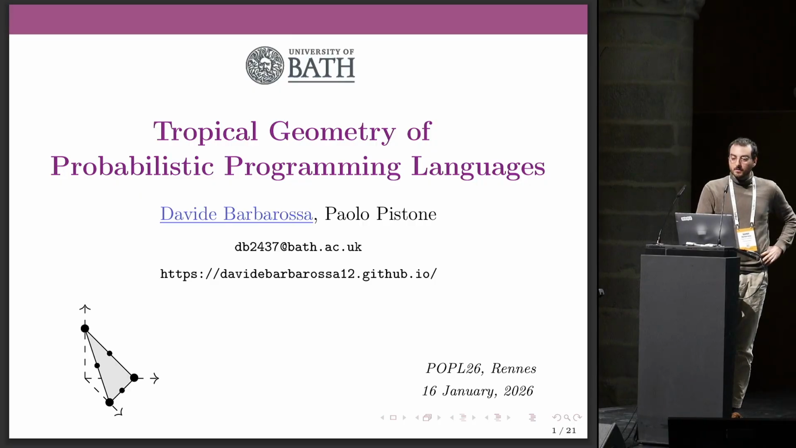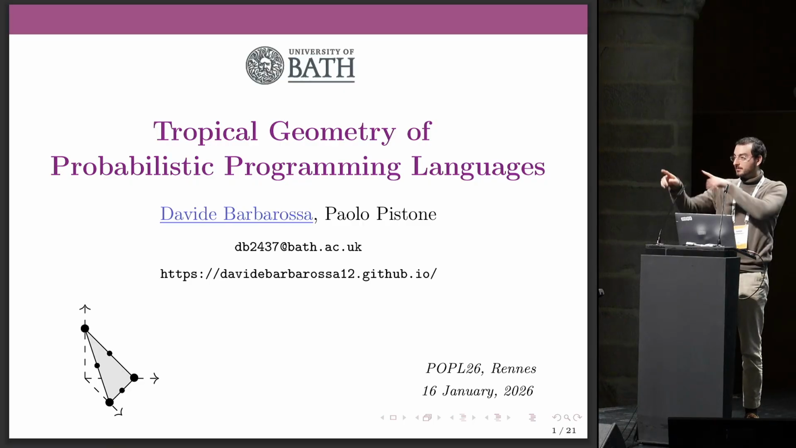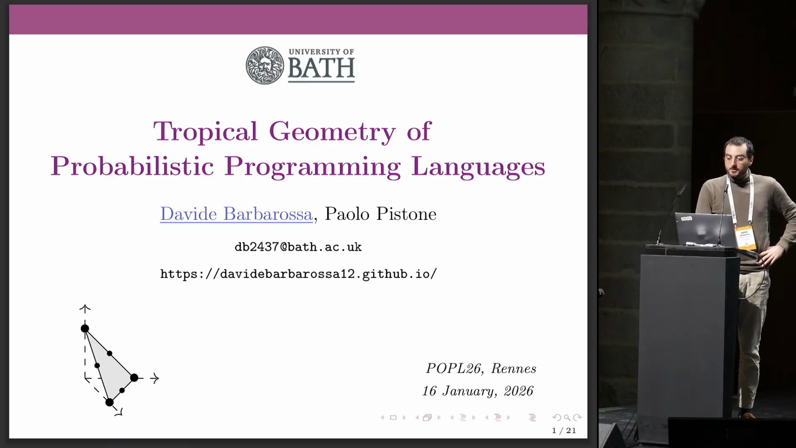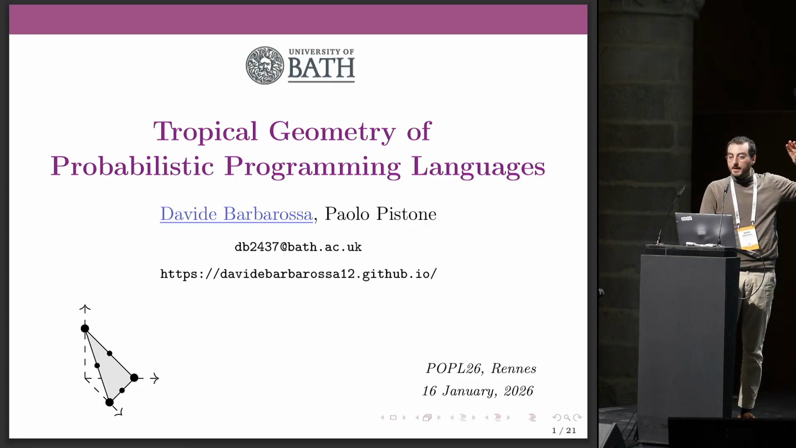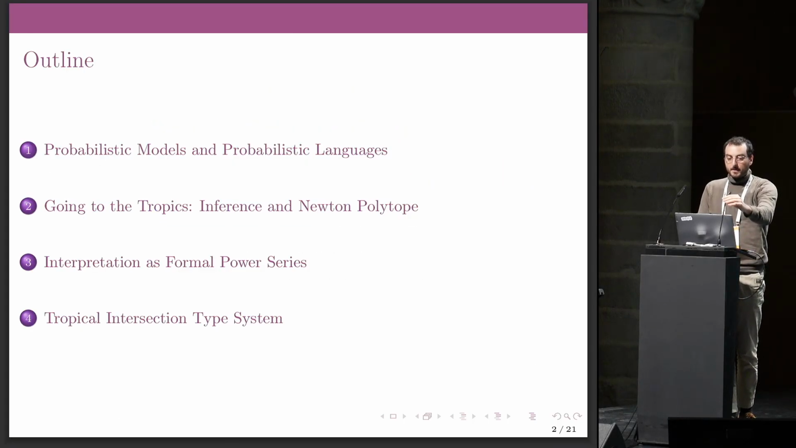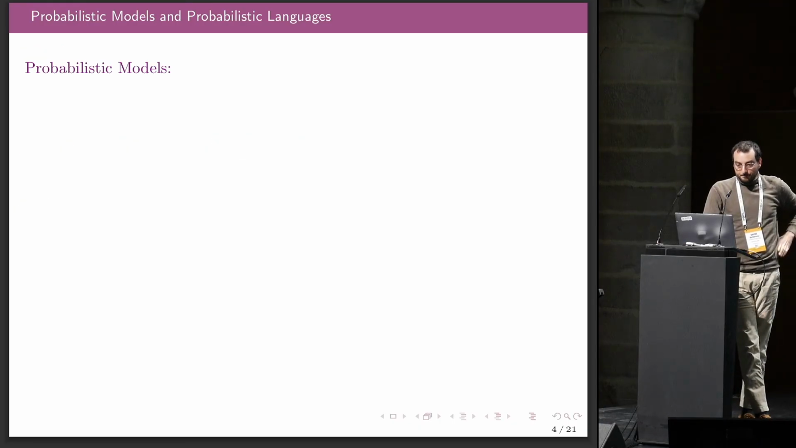I'm Davide Barbarossa. This is a joint work that I did with Paolo Pistone, who is sitting somewhere over there. So the two keywords are, as you can see, probabilistic programming languages, of course, and tropical geometry. Let me start with the first one.